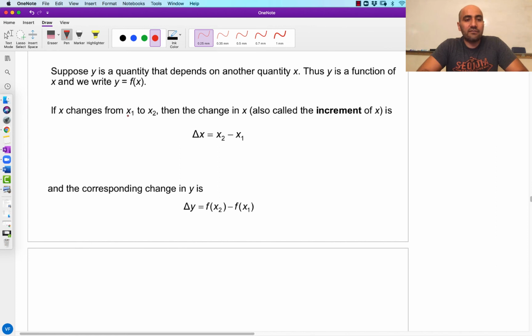Okay, so the x value changes from x sub 1 to x sub 2, so the change in x is this difference. And the corresponding change in y is going to be delta y, again, change in y, equals f of x sub 2 minus f of x sub 1. Looks pretty familiar, right?